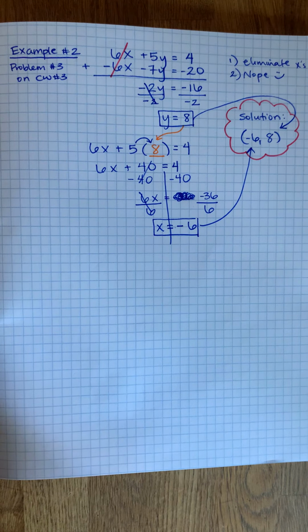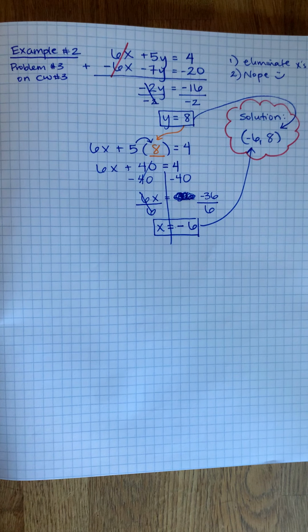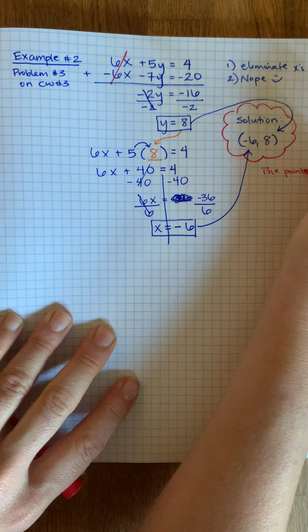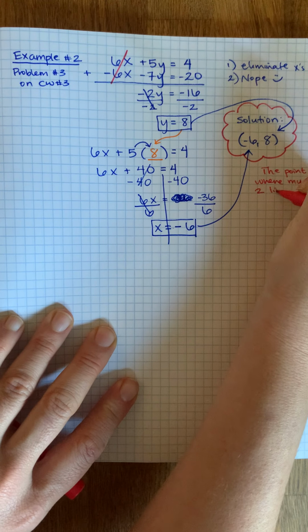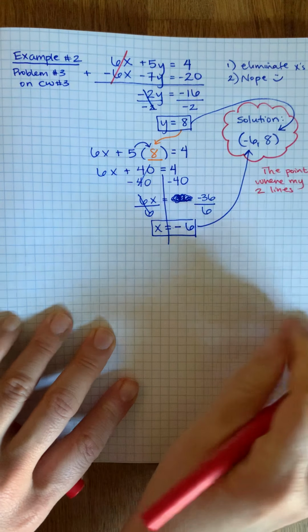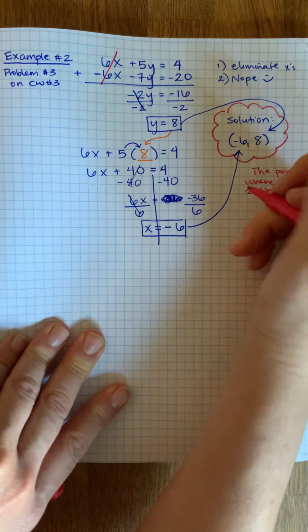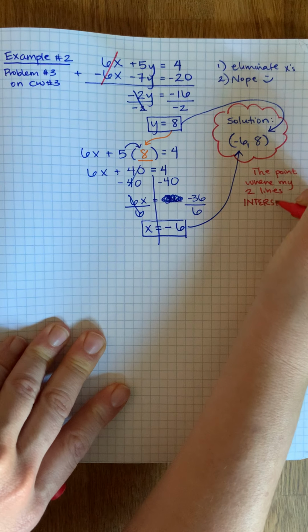So if we were to graph these two equations, right, this would be the point where my two lines, what? Think about it before I write it down. The point where my two lines intersect.